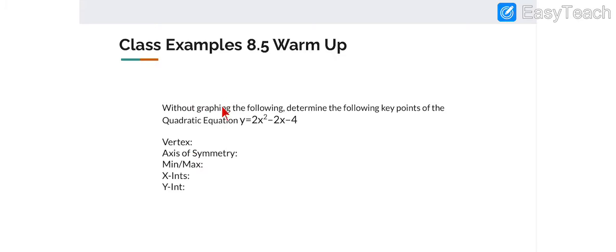Here's your warm-up. I don't want you to graph this. Do not graph this. Go ahead and solve for all the key parts algebraically based on this. This will be great practice for your quiz next week.